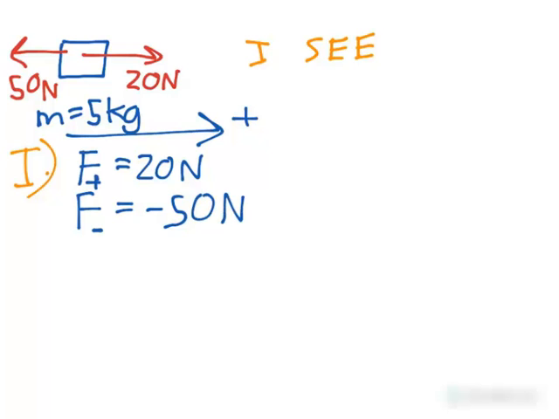Now another thing we need to know is some sort of equation that will relate the acceleration and the forces and the masses that we have. And that's going to be Newton's second law. So for this problem, we're going to use F net is equal to ma.